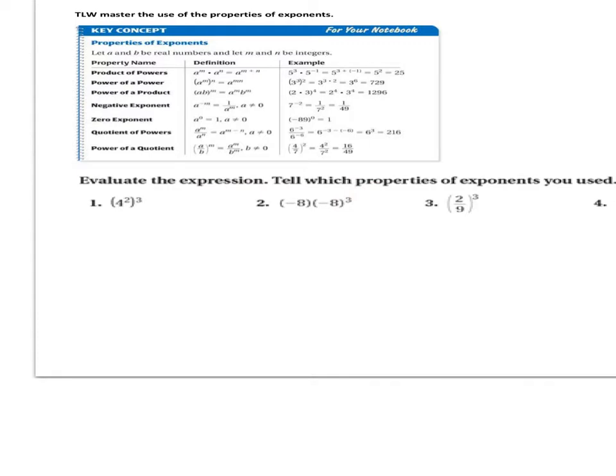So power to a power, you multiply, so you have 4 to the 6th. And that is the power of a power. Power of a power. Okay?